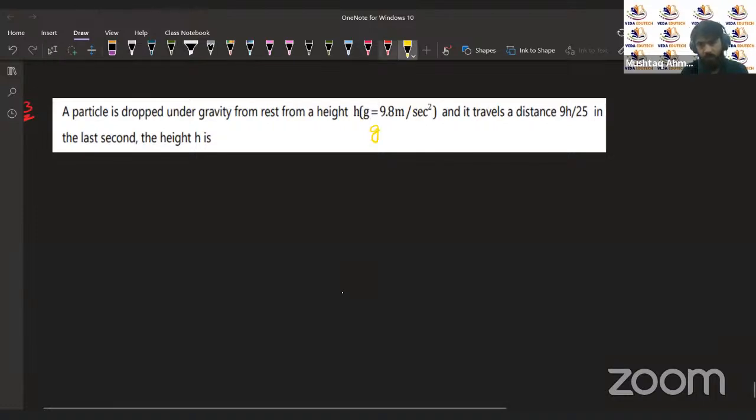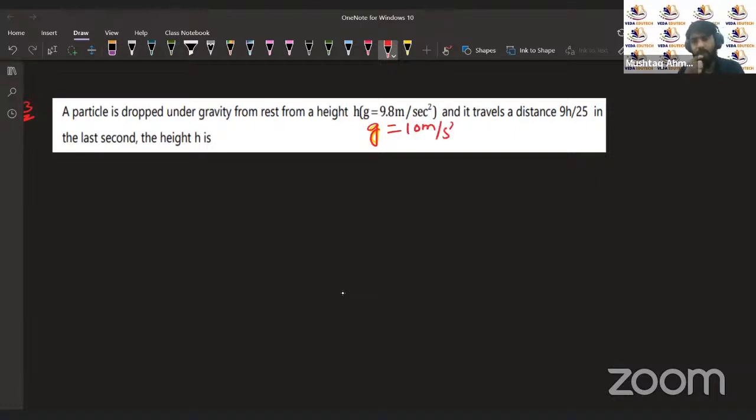To ease our calculation, let's take the value of g equal to 10 meter per second square, instead of 9.8, to ease our calculations. A particle is dropped under gravity from rest from a height h, and it travels a distance 9h over 25 in the last second.